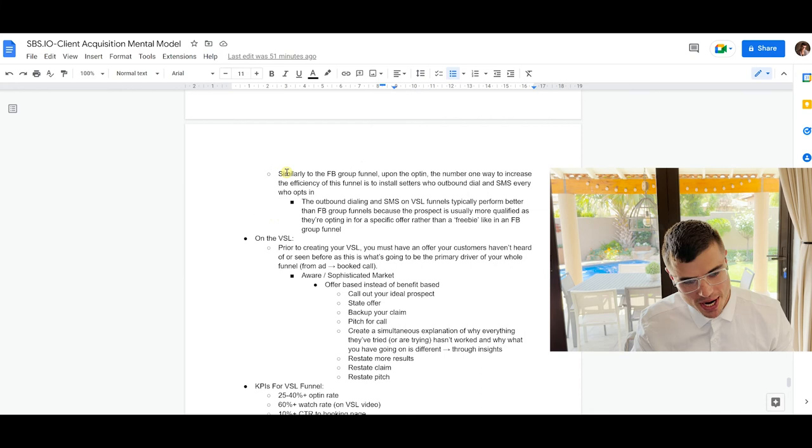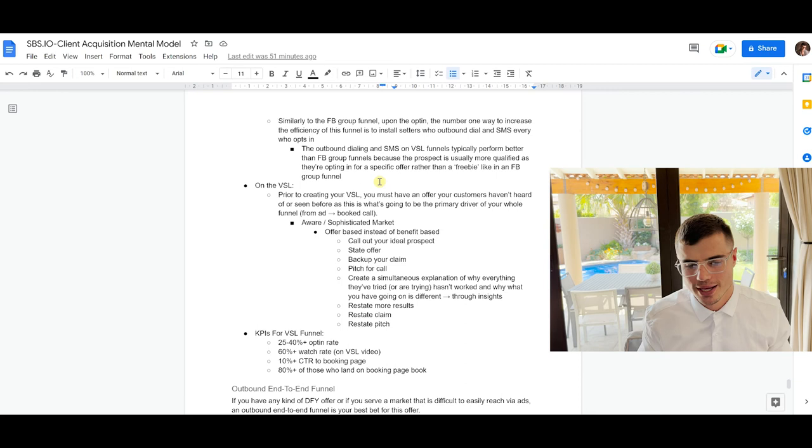Anyway, we have a similarity to the Facebook group funnel upon the opt-in, where the number one thing to increase the efficiency of the funnel is to install setters who do outbound dials and SMSs and who specifically focus on opt-in. So the outbound dialing and the SMSing is to optimize for the VSL typically, right? We perform better than a Facebook group funnel because the prospect is usually more qualified as they're opting in for a more specific offer rather than a freebie like in a Facebook group funnel, right?